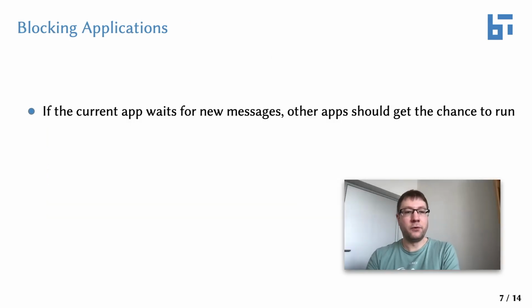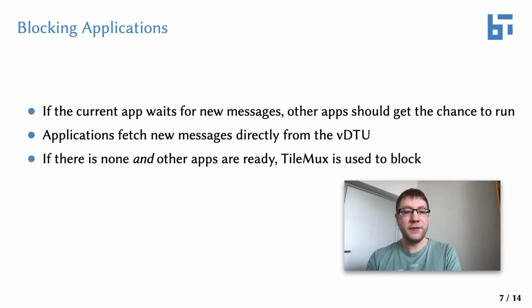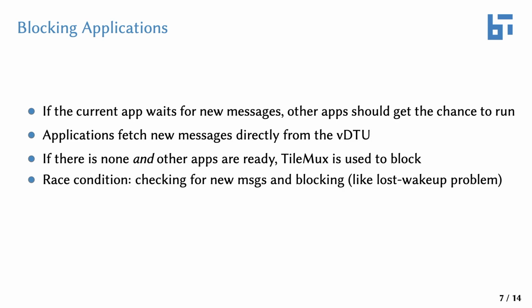So the first one, as I said before, is that we want to be able to block applications. So if the current application is waiting for new messages, we want to give other applications the chance to run. I also said that we want to use fast path communication. That means we want to not involve other components in the communication, like the operating system tile or tilemux. And therefore, by default, applications directly interact with the DTU and fetch messages from the DTU. And only if there is no message left and at the same time other applications are ready to run, then tilemux is involved. That means the application is notifying tilemux that it wants to block, and tilemux can do the corresponding action.